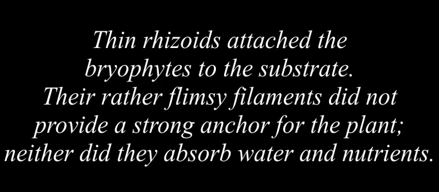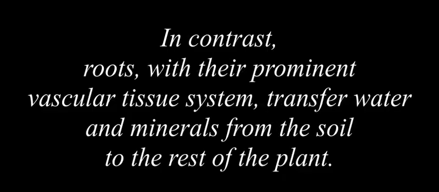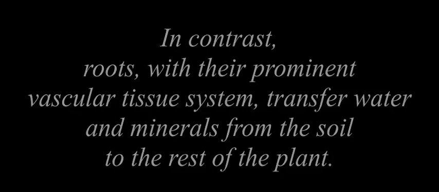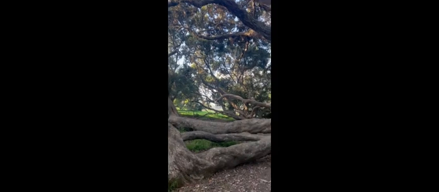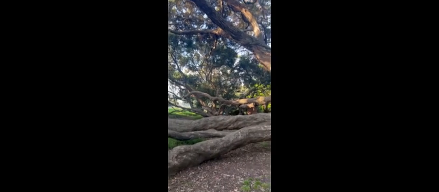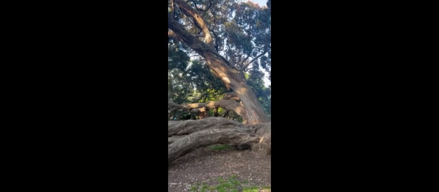Thin rhizoids attached the bryophytes to the substrate. Their rather flimsy filaments did not provide a strong anchor for the plant, neither did they absorb water and nutrients. In contrast, roots, with their prominent vascular tissue system, transfer water and minerals from the soil to the rest of the plant. The extensive network of roots that penetrates deep in the ground to reach sources of water also stabilizes trees by acting as ballast and an anchor.